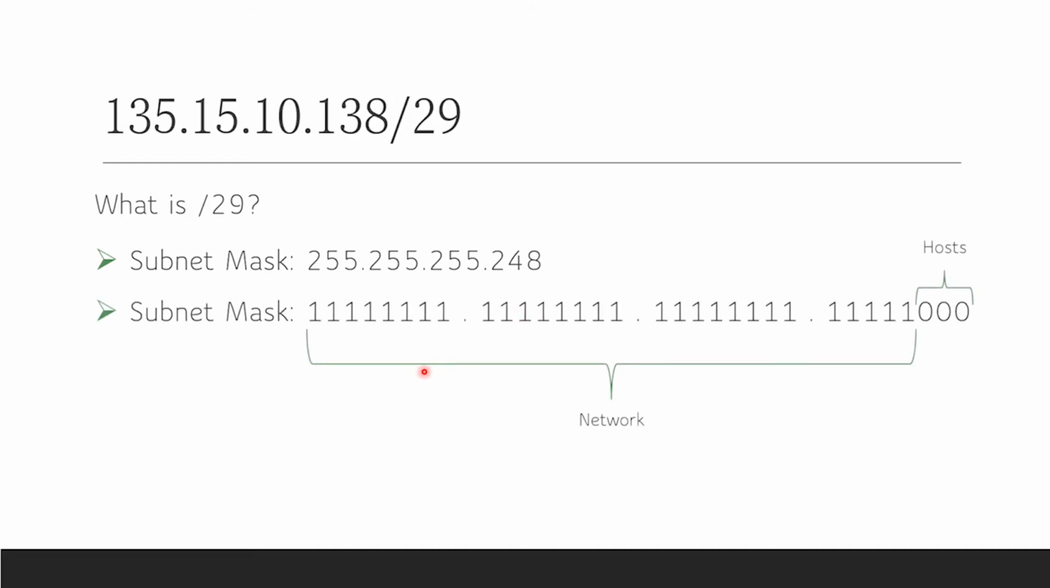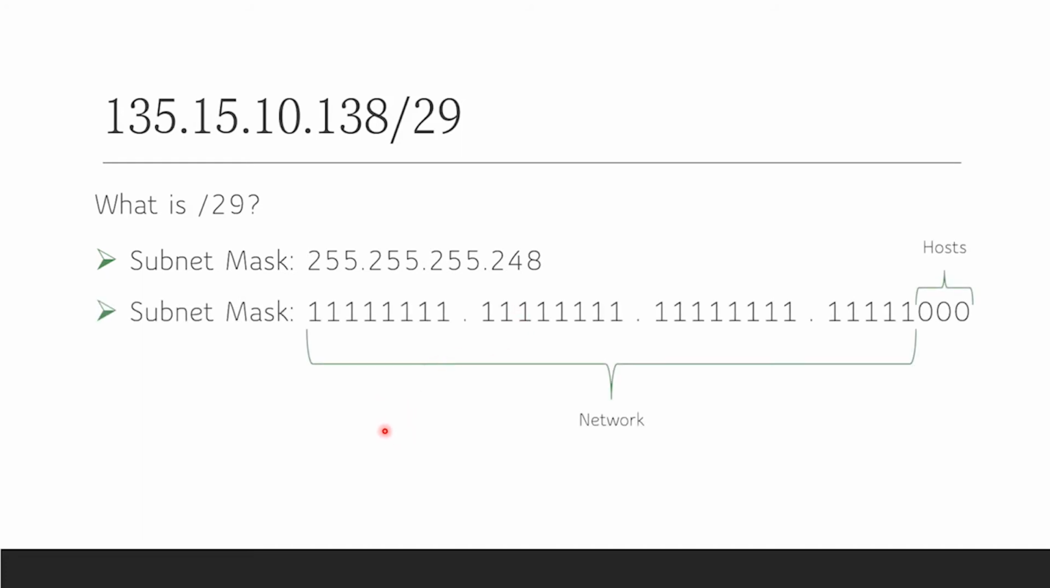First of all, what is this slash 29? A slash 29 basically means that there are 29 bits of ones in the subnet mask of this network. A subnet mask of 255.255.255.248 is another way to say that there are 29 bits of ones in the subnet mask.